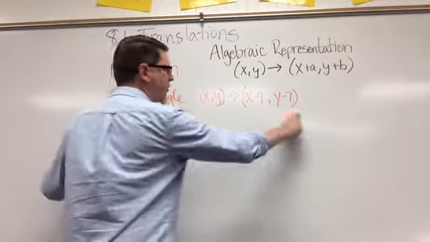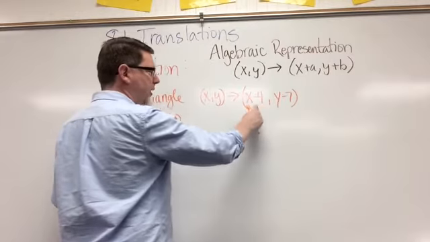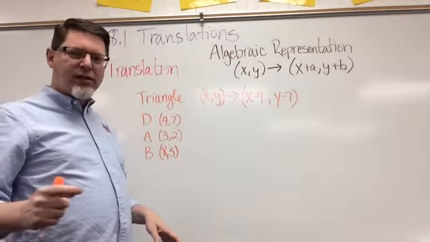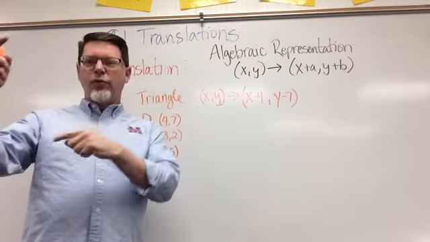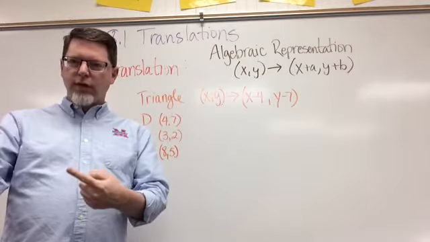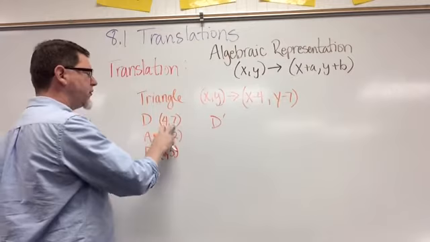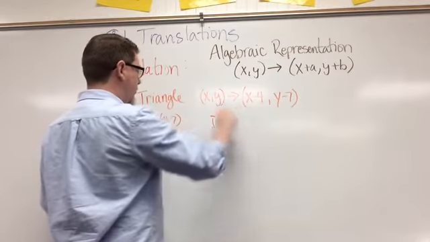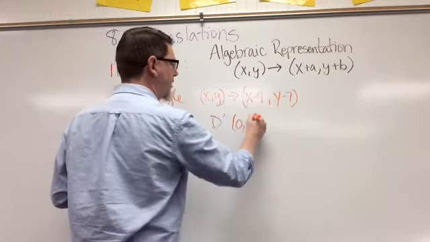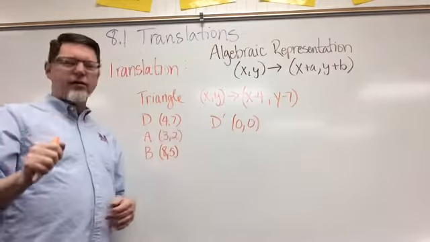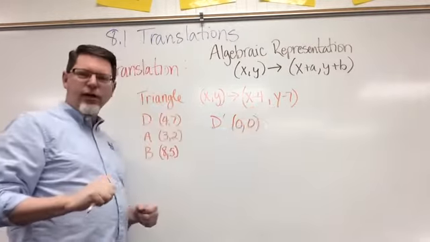Well, I'm given this algebraic representation. It says (x, y) arrow (x minus 4, y minus 7). What that means is for every x I have to subtract 4, and for every y I have to subtract 7 to end up with my new image. So we're going to find D prime. With D, my x and y is 4, 7, so I do x minus 4: 4 minus 4 is 0, and 7 minus 7 is 0. So that is D prime. I took my x and y and applied the algebraic rule.